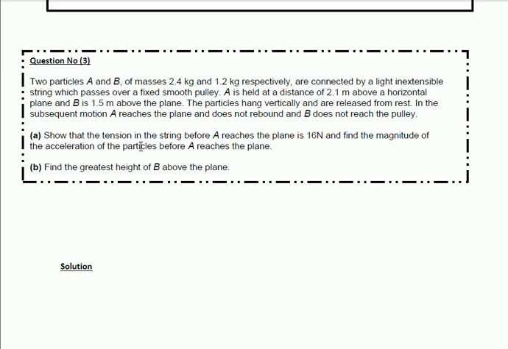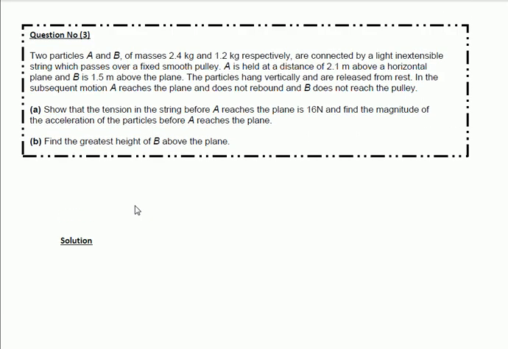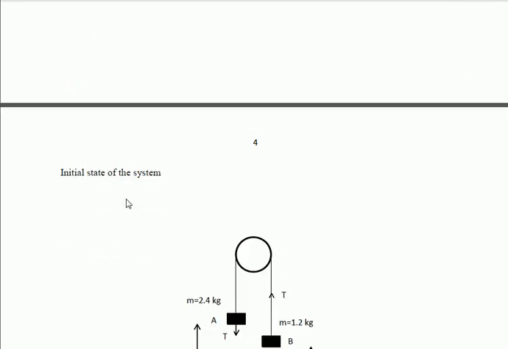Part A: show that the tension in the string before A reaches the plane is 16 Newton, and find the magnitude of the acceleration of the particles before A reaches the plane. Part B: find the greatest height of B above the plane. In the solution section, first of all, according to the given statement, we shall draw the sketch diagram.